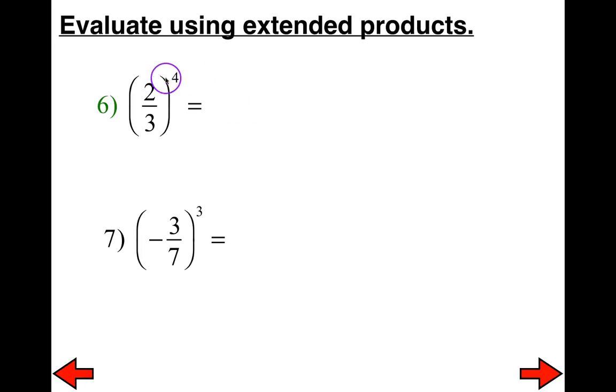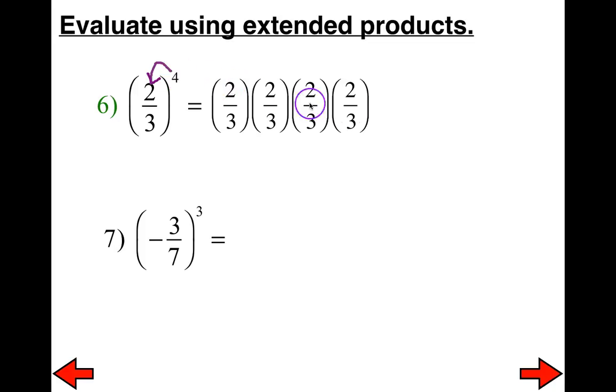So this, what's being raised to the fourth power? Well, the two-thirds is being raised to the fourth power. So what I'm going to do is go ahead and write two-thirds four times, like so. And you notice every time we are multiplying. In a case like this, if you write them next to each other, it automatically means multiplication, but if you want to add in the extra multiplication symbol, that works fine as well.